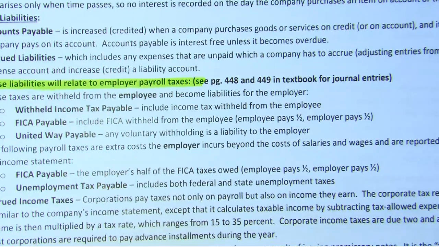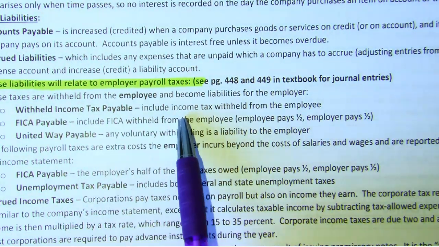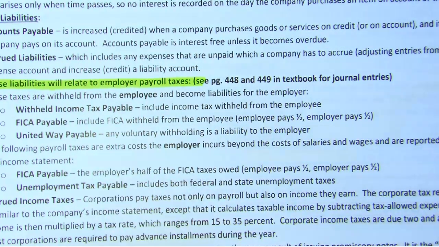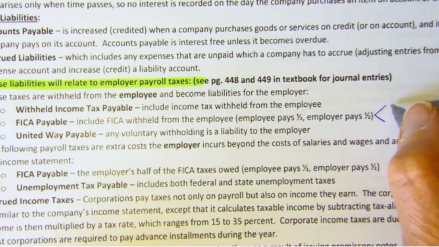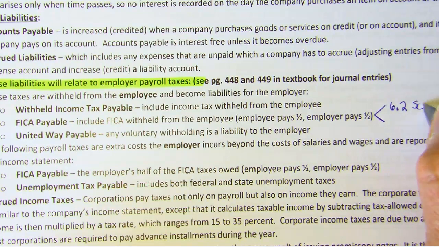Let's go back to our notes for a moment. A little bit more detail here on the deductions. So withheld income tax payable includes income tax withheld from the employee's pay. FICA payable stands for FICA, or Federal Insurance Contributions Act payable. There are two parts to FICA. There's 6.2, and that is Social Security.